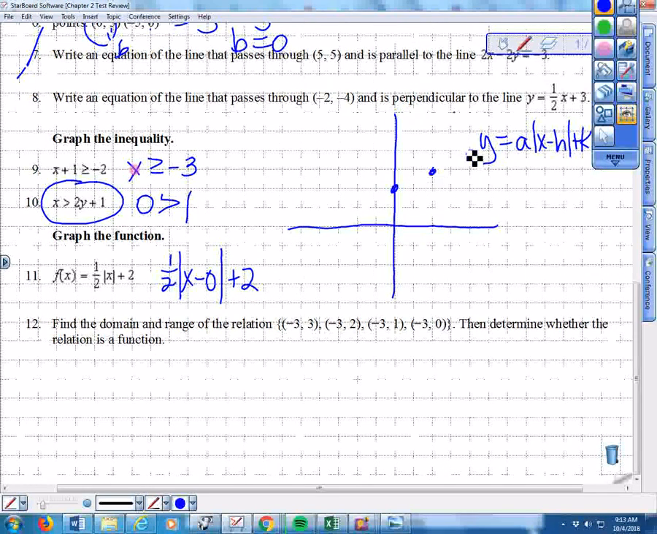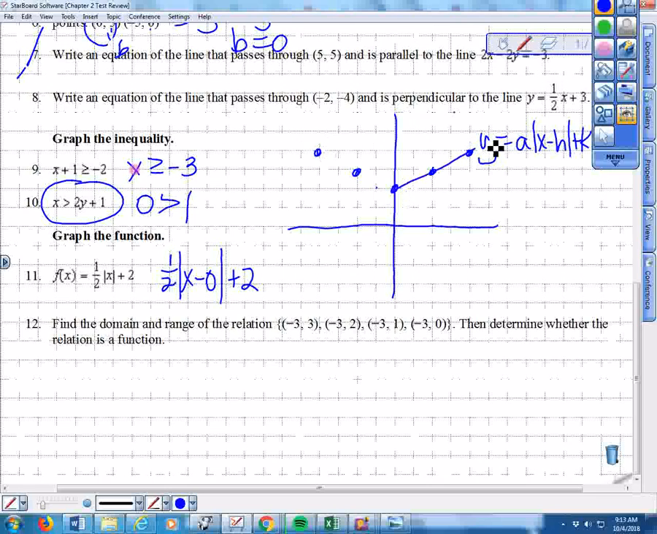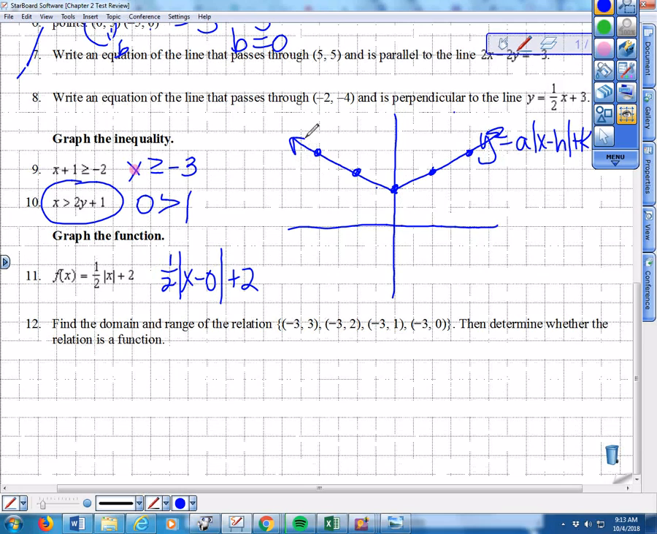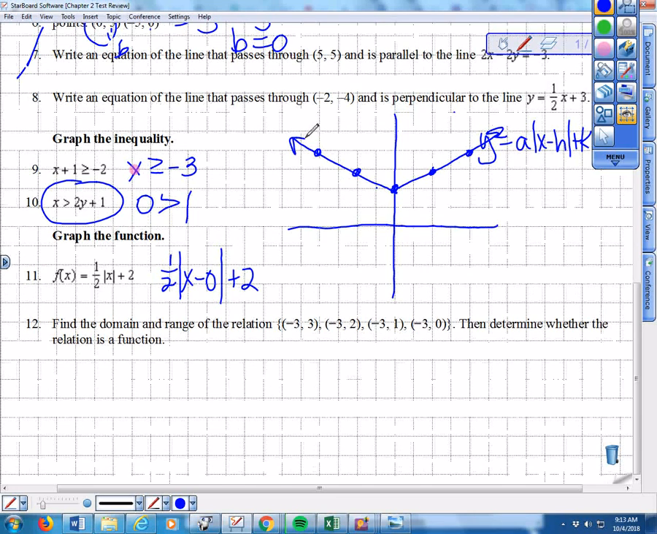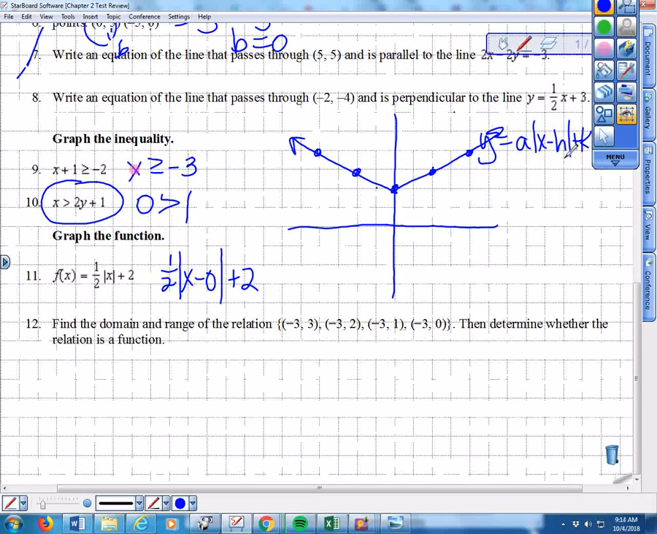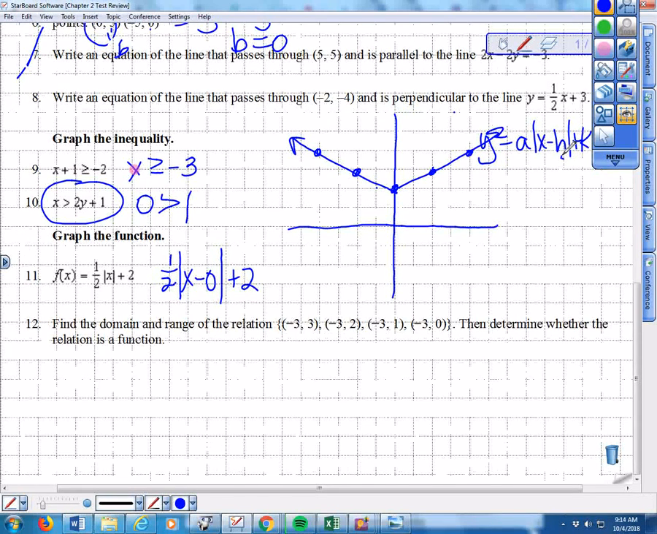Up 1 over 2. And it has to be mirrored on the other side to get my V. And it's an equation, so I don't have to worry about dashed or solid or shading. That's it. I just had to graph it. Questions on how to graph these? Get it into its general form, figure out what the vertex is, and then use the slope, the coefficient in front of the absolute value sign.